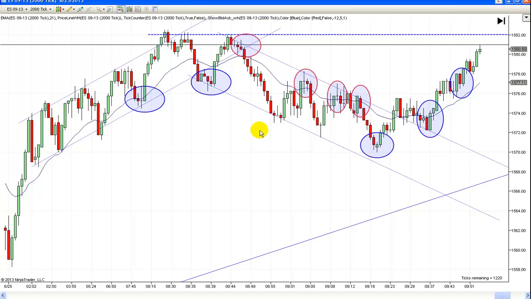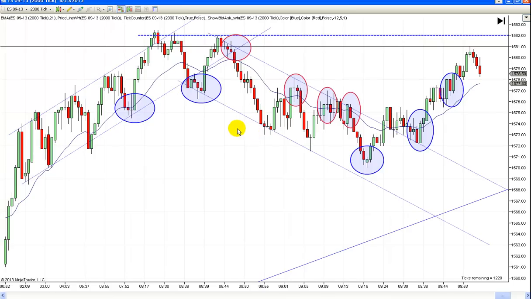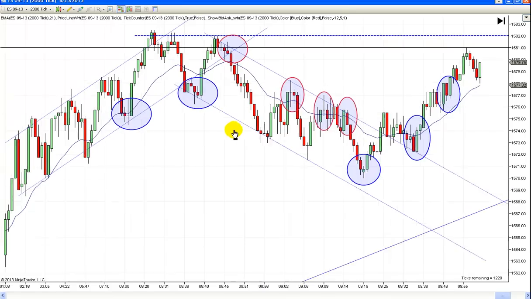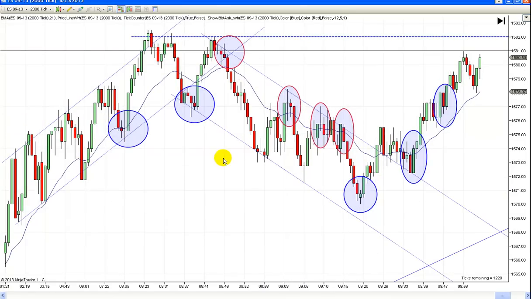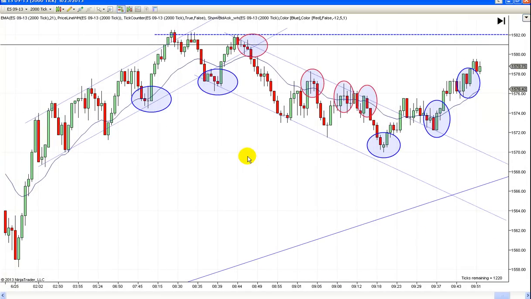I've been getting a lot of questions about the runners, moving your stop to break even. Is that the best way to do it? And we'll talk about that at the end of the video. So I'm going to try to save a little time to do that at the end. And so now this move is over.